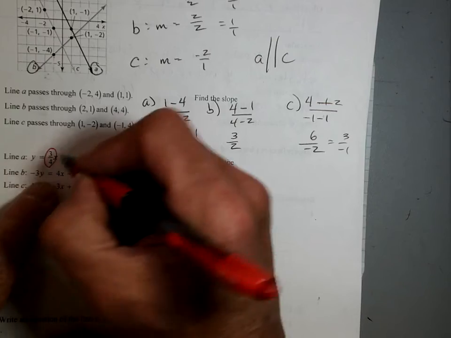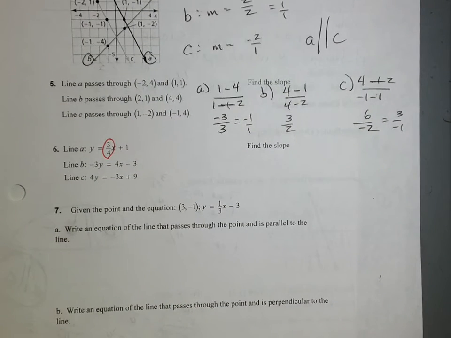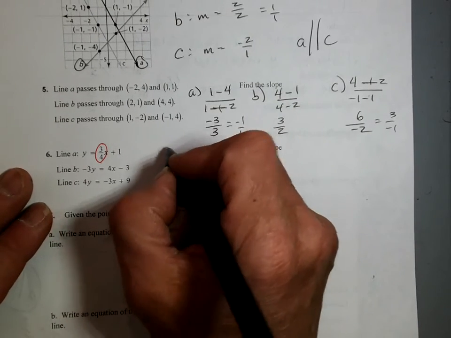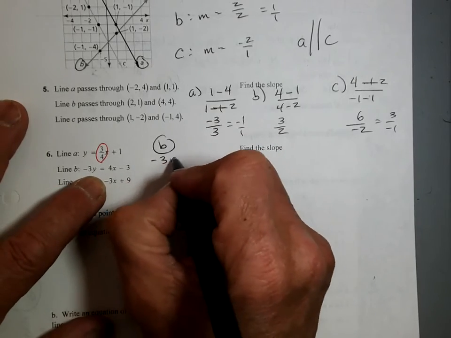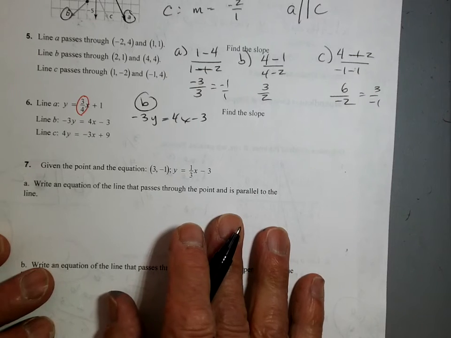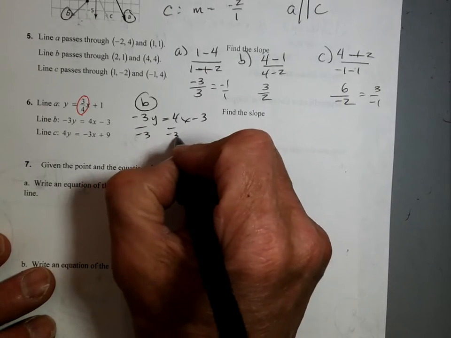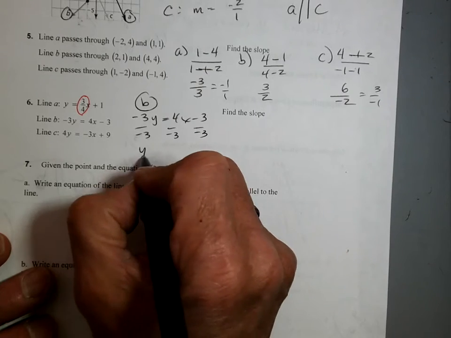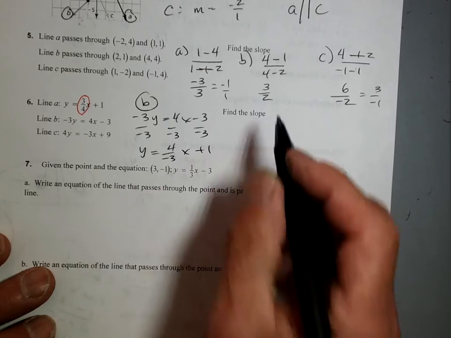Here's my slope. They gave me the slope, okay? I like that. There's slope, right? Guys agree? Okay, line B. Let's see line B. I'm going to go negative 3y equals 4x minus 3, okay? I'm going to divide by negative 3. I'm going to get y equals 4 over negative 3x plus 1.